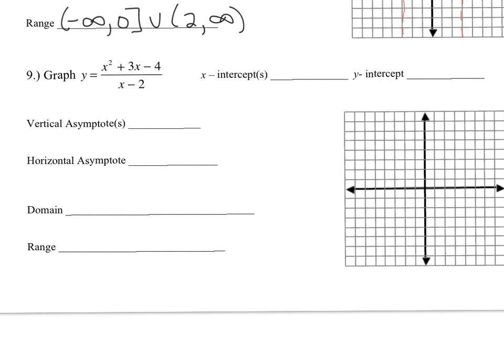And this last problem, like we've done the other ones, I'm going to go ahead and ask you to pause the video and then complete this problem and come back after you're done and see whether or not you have the right answers.